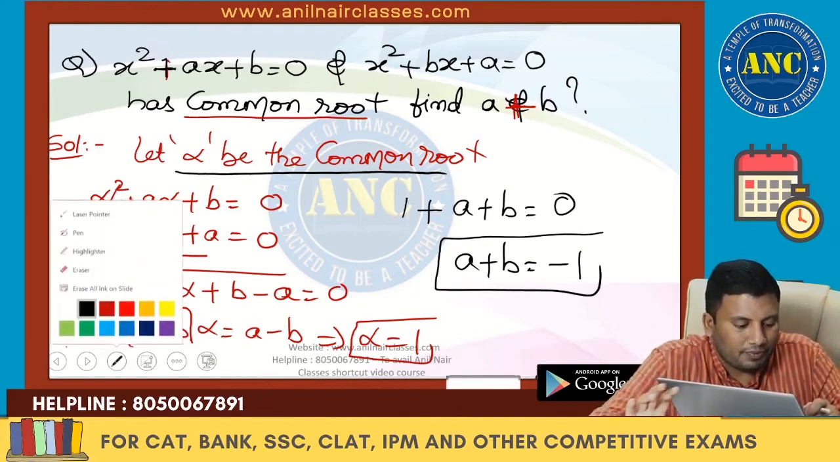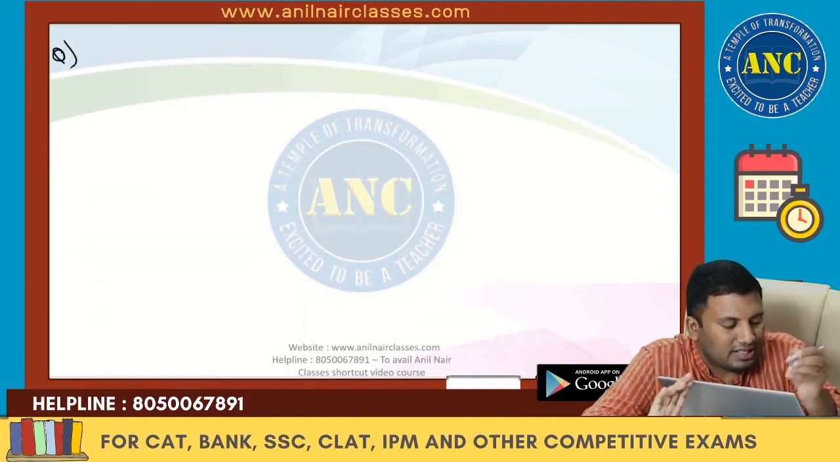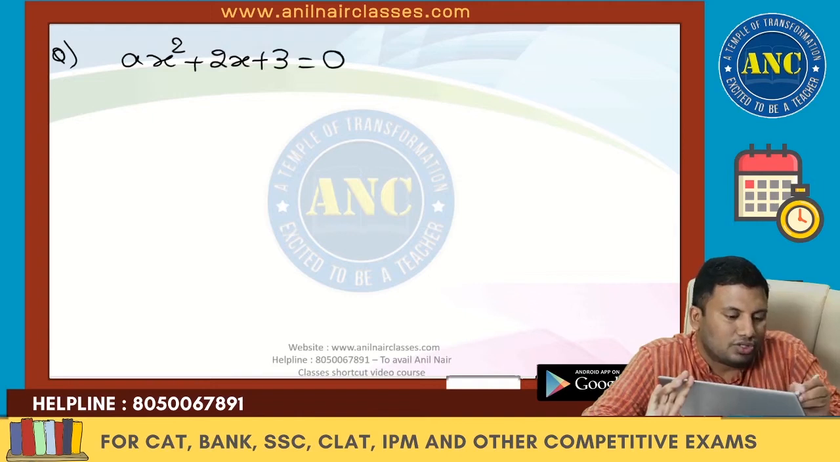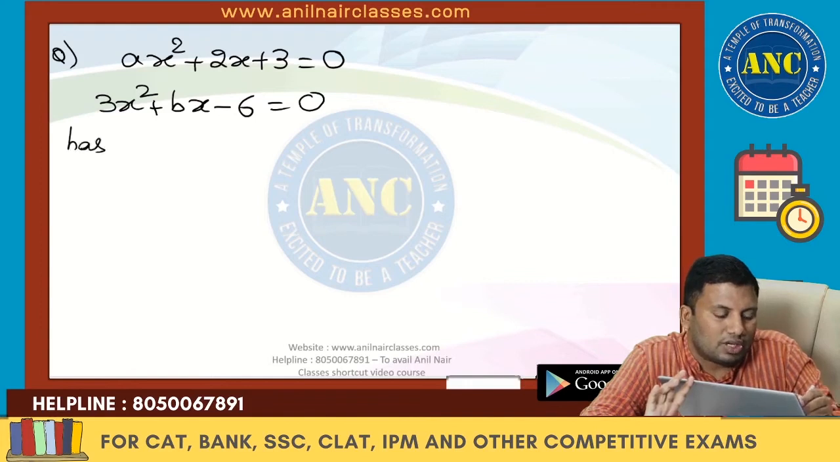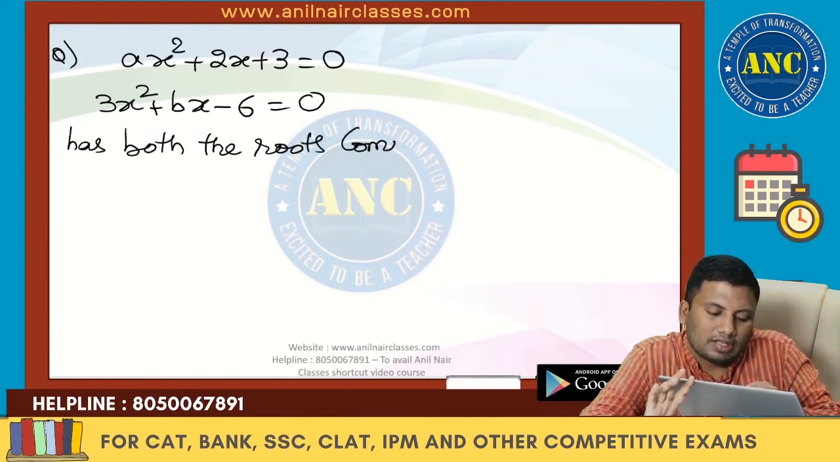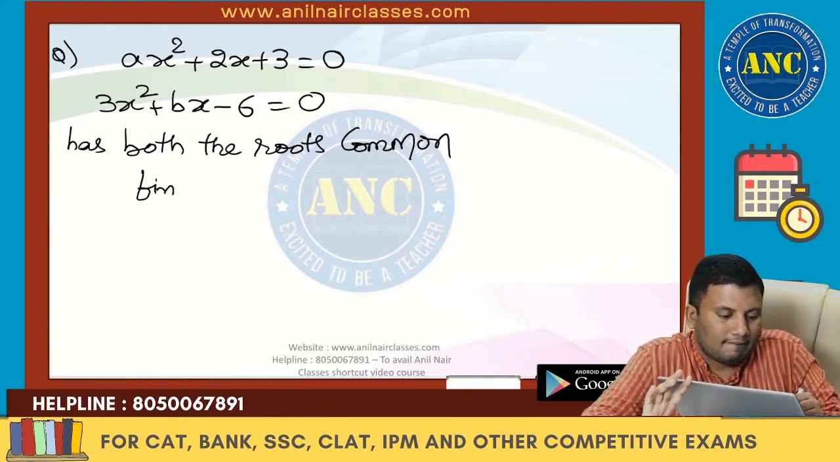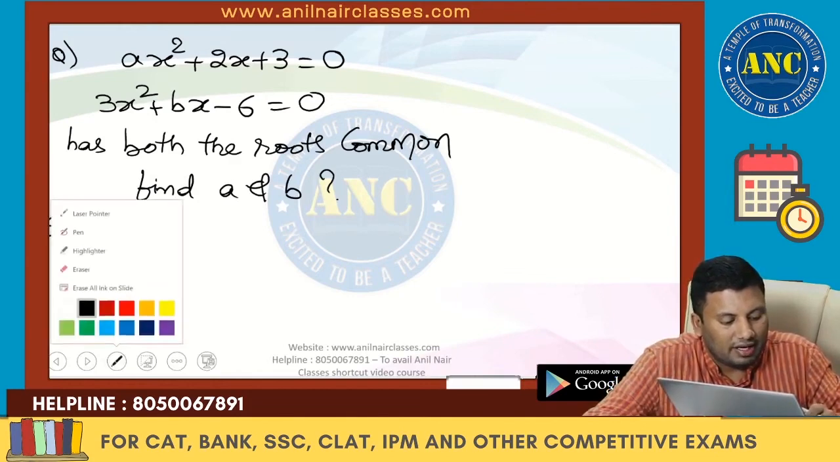Next question. Let us do one more question. This came in a SNAP examination. Ax square plus 2x plus 3 equivalent to 0 and 3x square plus bx minus 6 equivalent to 0 have both the roots common. Find a and b. They have got both the roots common.